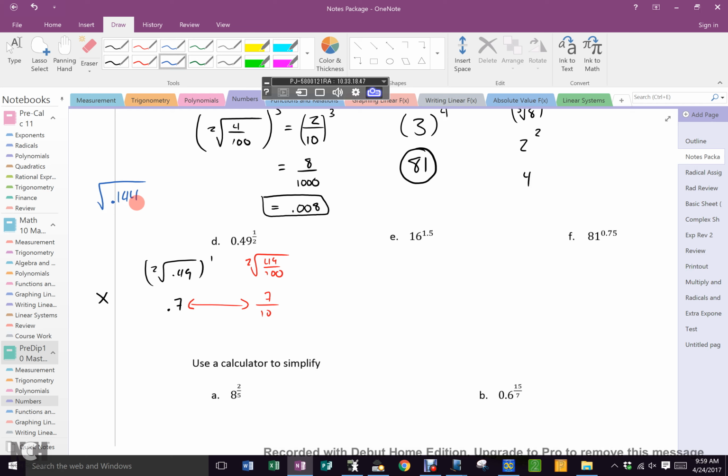No. Because 0.12 times 0.12 would mean I would need 4 decimal places, wouldn't it? How many decimal places do I have? 3. That's irrational. 0.0144. Now, does that have a square root? What is it?